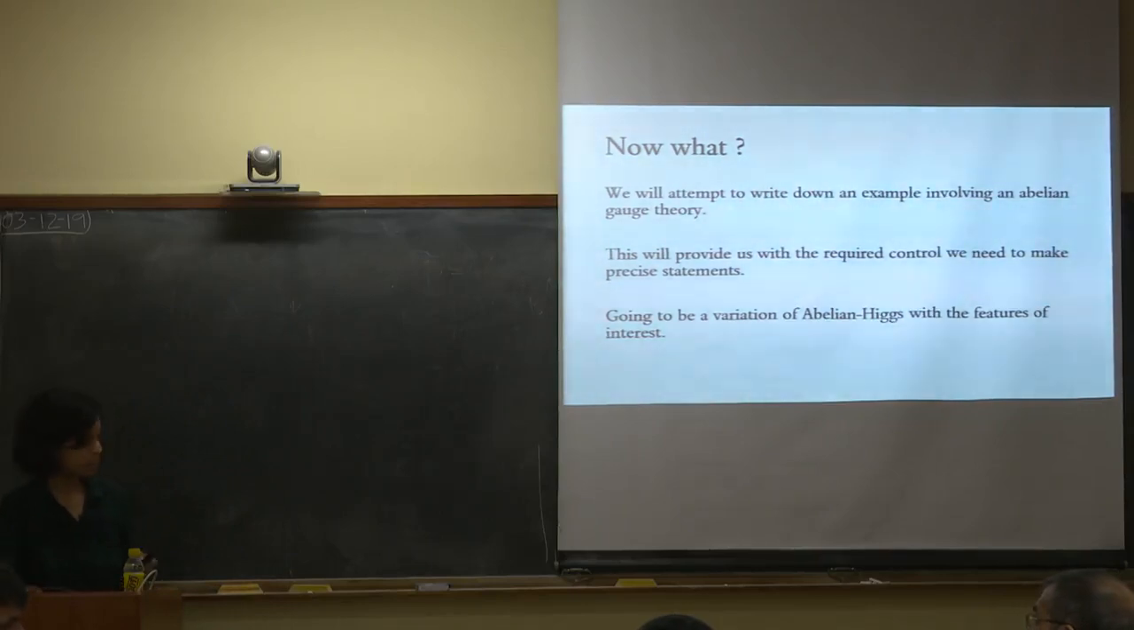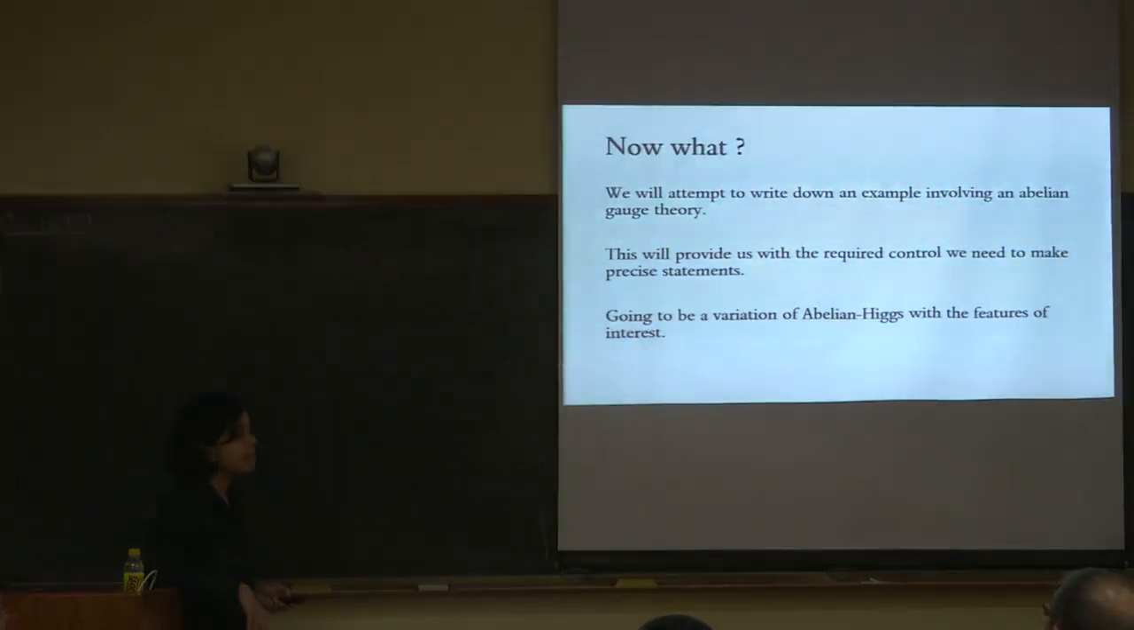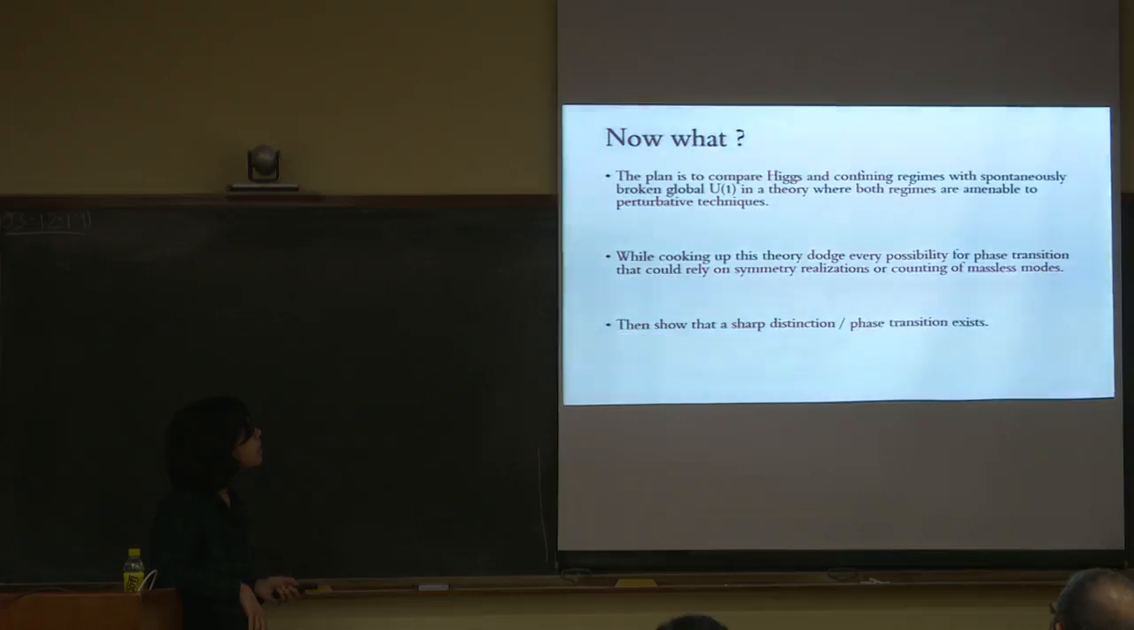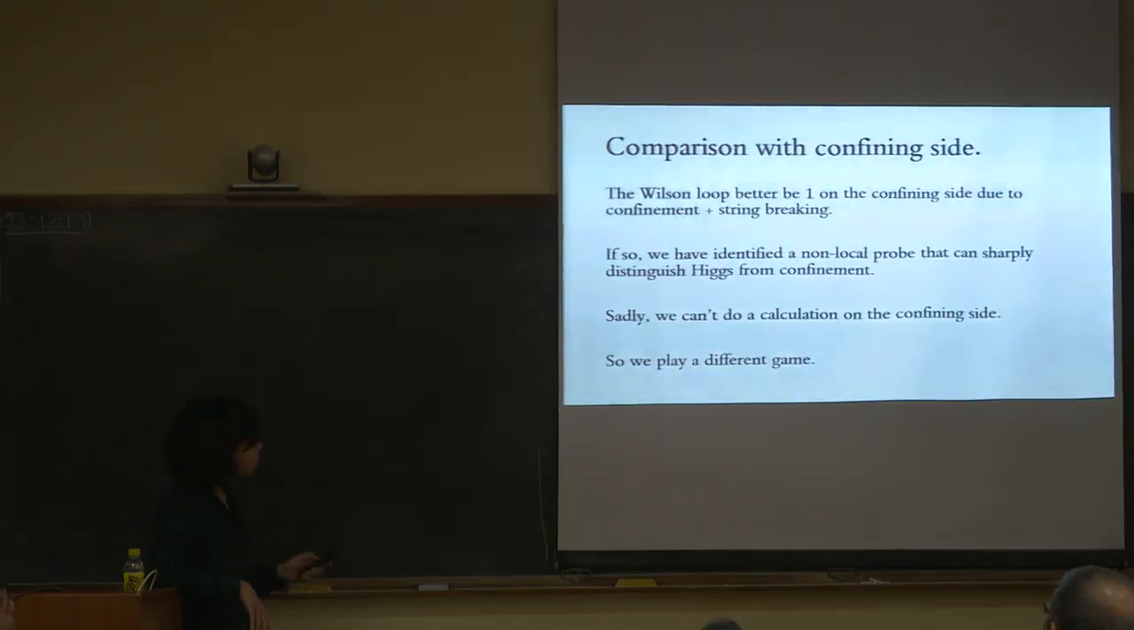So this is where we stopped yesterday. We stopped with the example of a non-abelian gauge theory in 4 dimensions, where there was a hope of telling the difference between Higgs and confining phases of the gauge theory using a non-local order parameter, which would be the Wilson loop around vortex-like, global vortex-like excitations. But of course, in that case, we couldn't do a calculation on the confining side because of strong coupling.